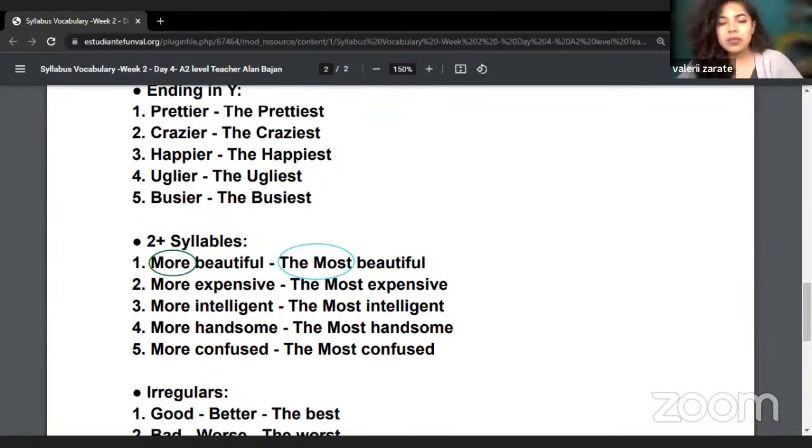Teacher, so in this rule, we only need to add more and the most. Yes, more for the comparative and the most for the superlative. Okay, thank you. You're welcome.